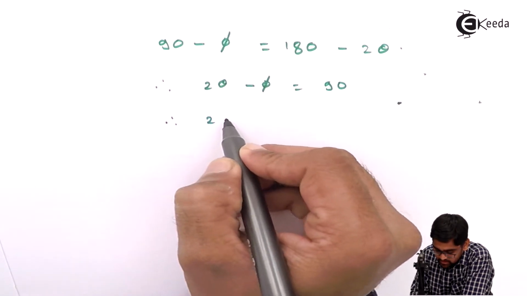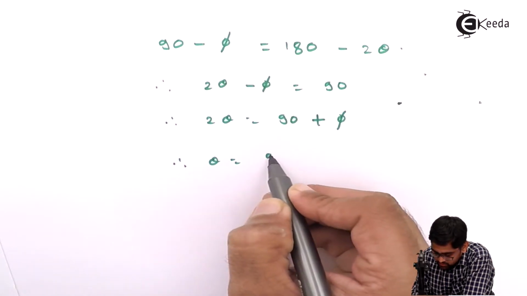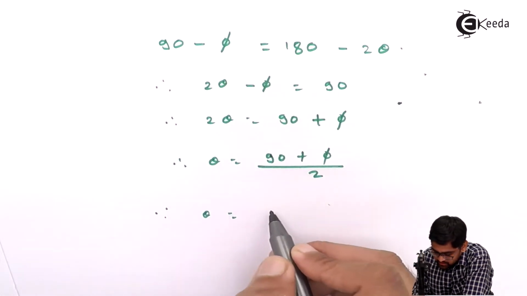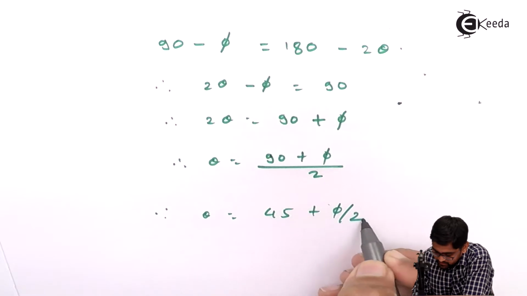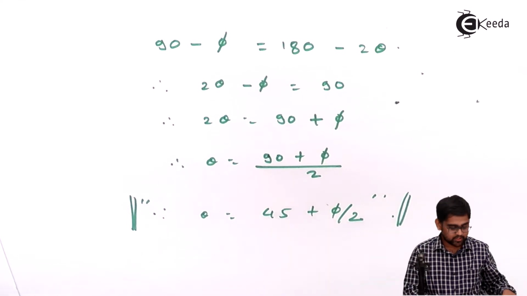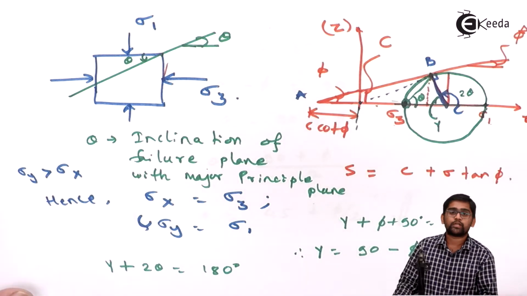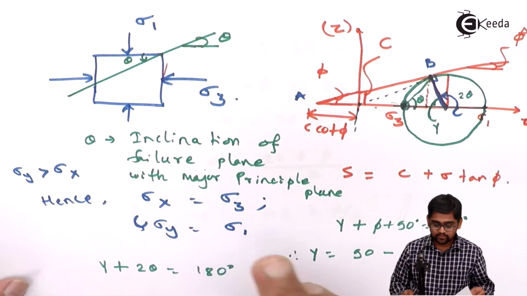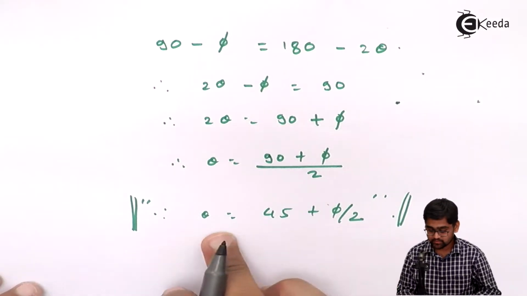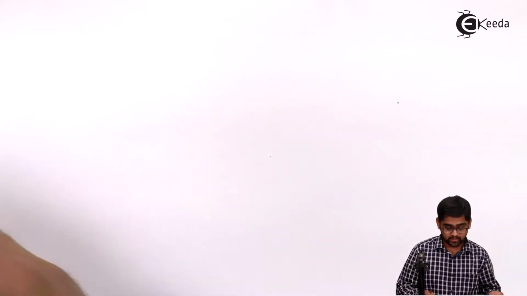So you will rewrite as 2 theta equal to 90 plus phi, and therefore theta equals 90 plus phi divided by 2. I'll write simply theta equals 45 plus phi by 2. In all cases, this is the standard expression for the theta value. Theta is the inclination made by the failure plane with respect to the major principal plane. So theta is represented in terms of the angle of shearing resistance as 45 plus phi by 2. So that's the first part of the derivation.